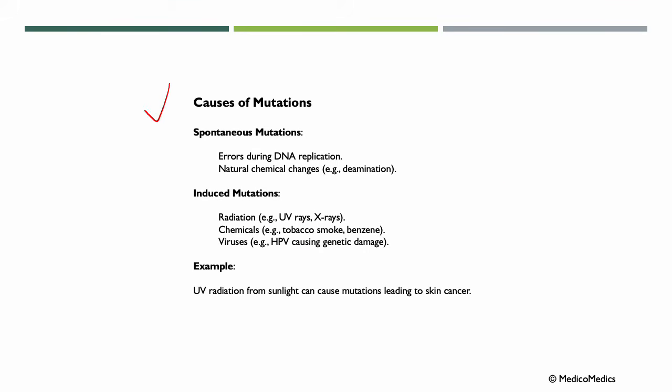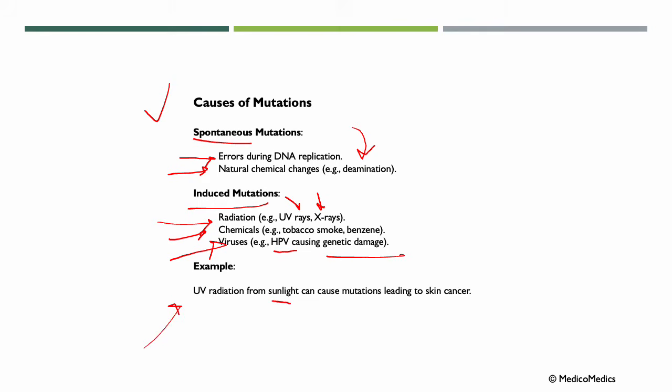Now, what are some causes of these mutations? We have spontaneous mutations, so errors during DNA replication. We have natural chemical changes, like deamination. We have induced mutations caused by, for example, radiation, like UV rays or X-rays. It can be caused by chemicals like tobacco smoke or benzene, or viruses like HPV causing genetic damage. For example, UV radiation from sunlight can cause mutations leading to skin cancer.